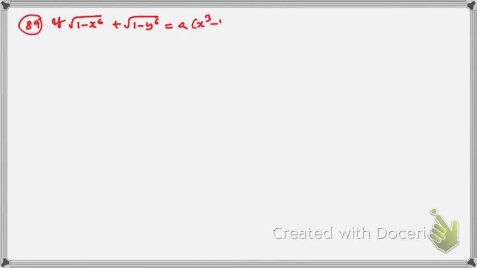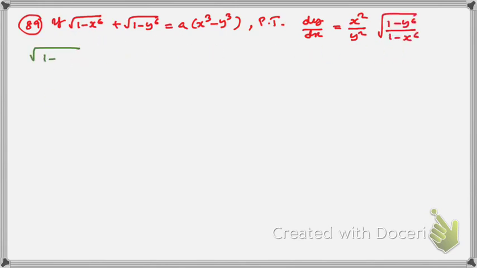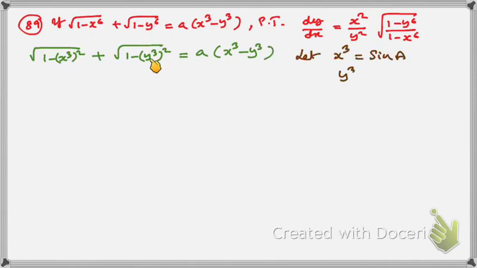Of course, the question has higher powers involved, but you will see that the working is exactly the same. So look at this question: x times the square root of (1 minus y raised to 6), plus y times the square root of (1 minus x raised to 6), which I rewrite as x cubed the whole square, and 1 minus y cubed the whole square, is equal to a into (x cubed minus y cubed). So this is root of (1 minus x cubed squared) plus root of (1 minus y cubed squared) is equal to a into (x cubed minus y cubed).